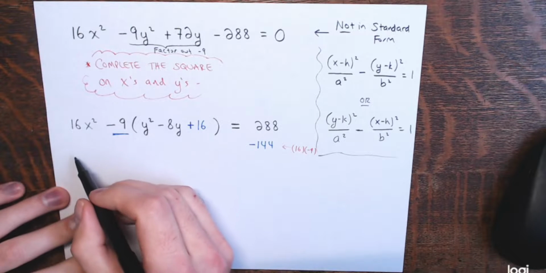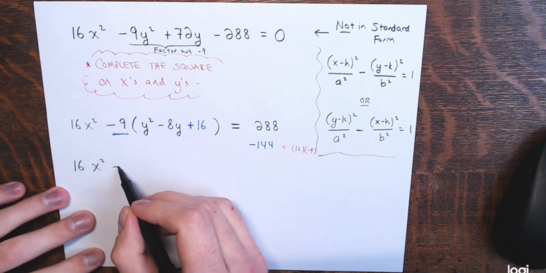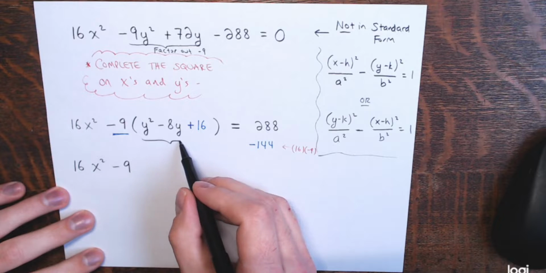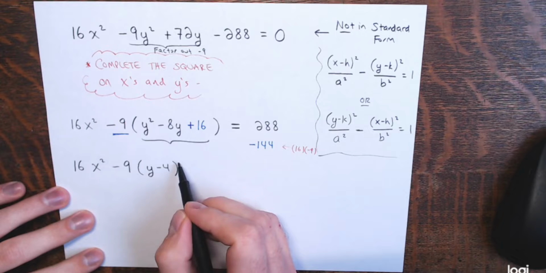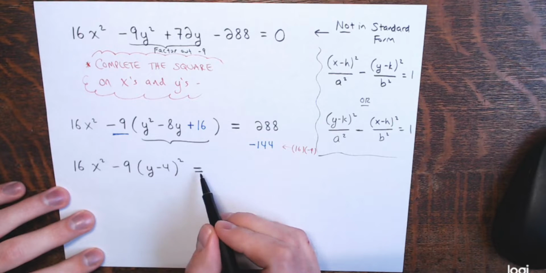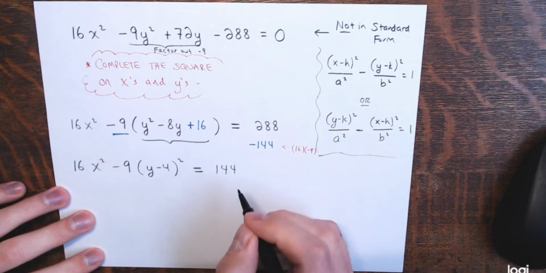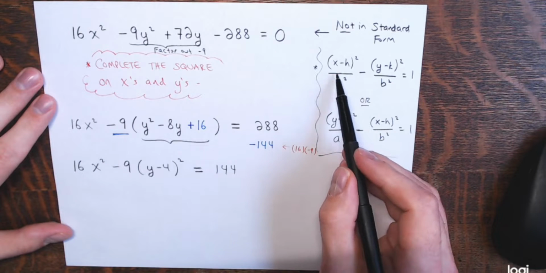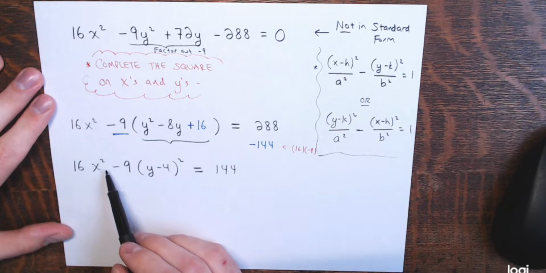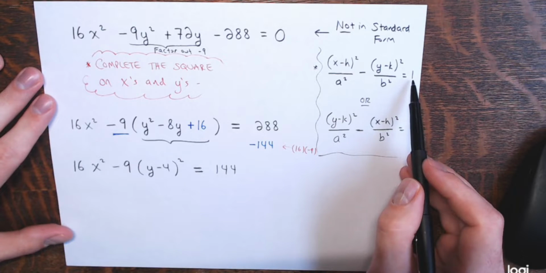Alright, so now I have my squares. 16 times x squared, right, that's a square, minus 9 times, and then y squared minus 8y plus 16 is the quantity y minus 4 squared, equals, and then 288 minus 144 is 144. Okay, great, and I'm almost there. I'm almost at this first version of the standard form, where I have something with x squared minus something with y squared equals a number. But that number on the other side in standard form needs to be 1.